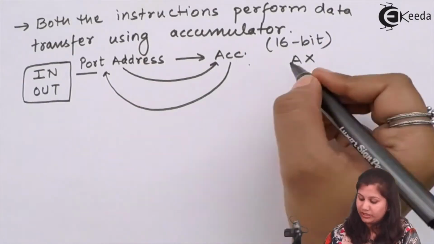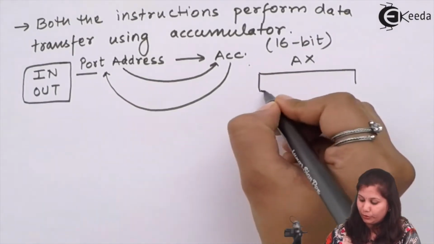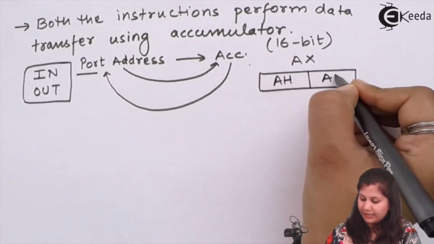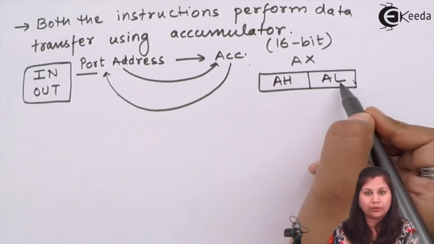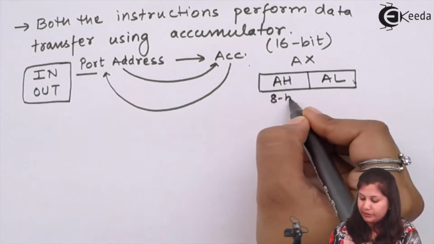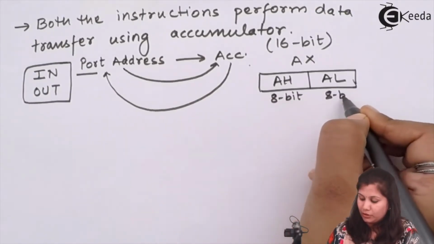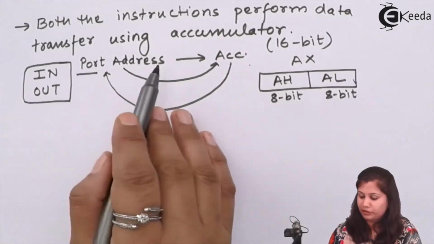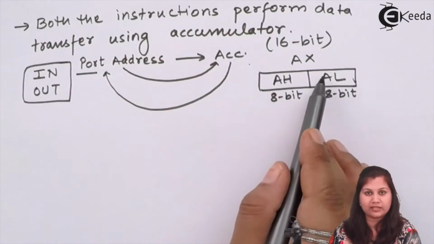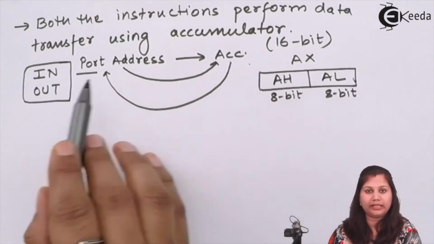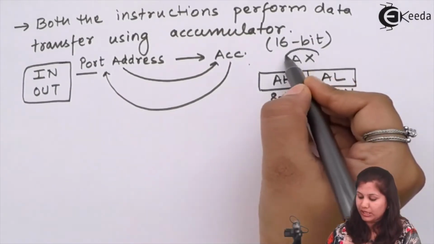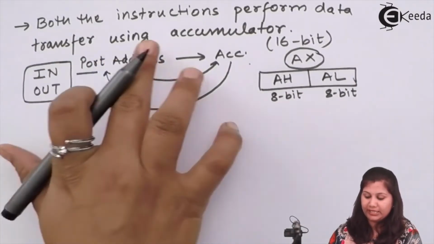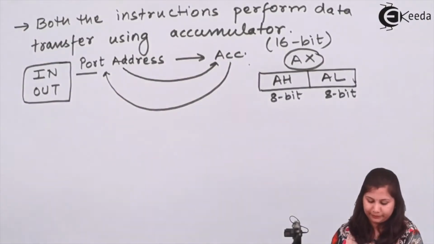Now this accumulator is the 16-bit register in the 8086, which is denoted as AX. Now this AX can be divided into two 8-bit registers. One is AH and second is AL, higher order and lower order. So these are 8-bit registers. If we want that 8-bit data is to be transferred, then we will use the AL register. If we want that 16-bit data has to be transferred, then we will use the AX register. So always the transfer of data takes place using the accumulator.